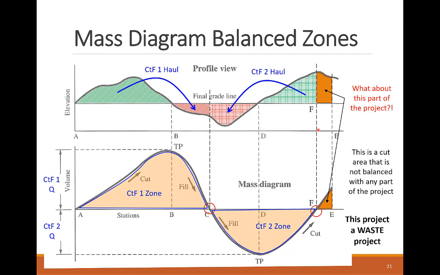This is why we call this project a waste project, because we are wasting an excavated soil instead of recycling it within the project, which is not feasible with the project design geometry. As a hint, you can identify a waste project by finding a positive mass ordinate value at its ending station.